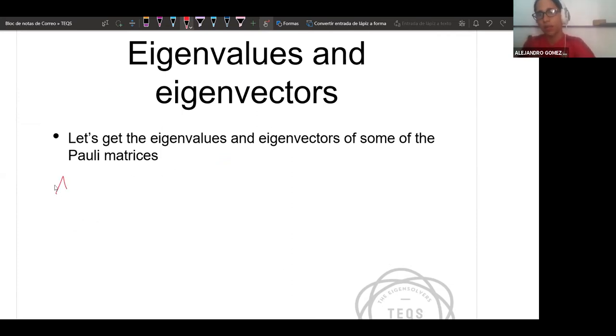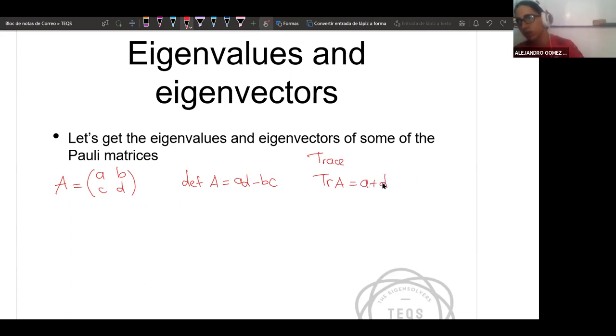So let's take an arbitrary matrix A, which is this: A, B, C, D. So the determinant of A equals AD minus BC, just multiply this way and subtract. And there's also another quantity that we can compute for matrices, which is called a trace. The trace of A is going to be the addition of the diagonal terms. Okay. So now let's compute the determinant, the characteristic equation, which is the determinant of A minus lambda identity.